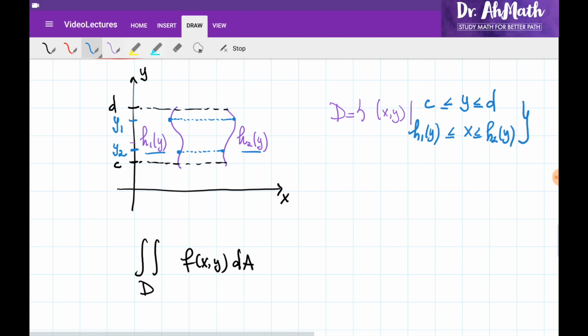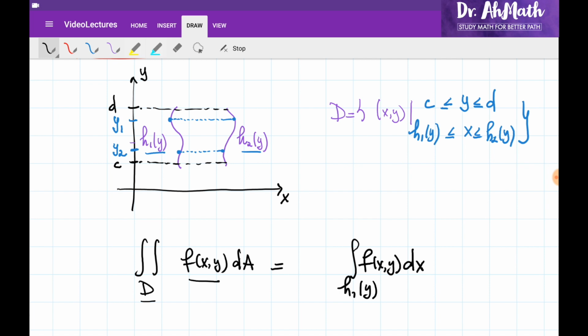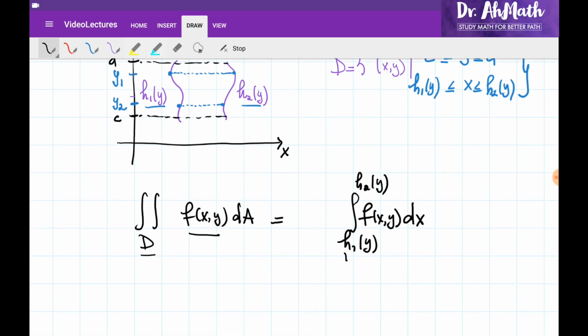And if I would like to evaluate the double integration of some surface over this region, I would integrate this surface first of all with respect to x, because x changes between the two functions, and I would put the borders, the functions, h1 of y, h2 of y. Then once I integrated this, I would get some function which depends only on y. And then I would integrate this with respect to y from c to d.